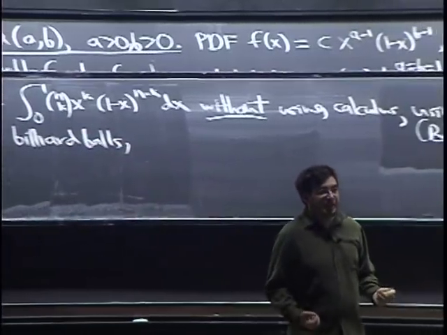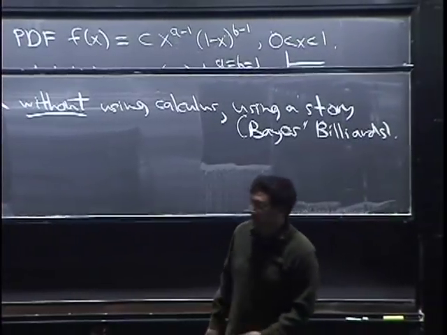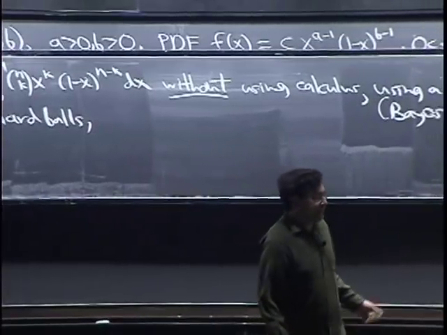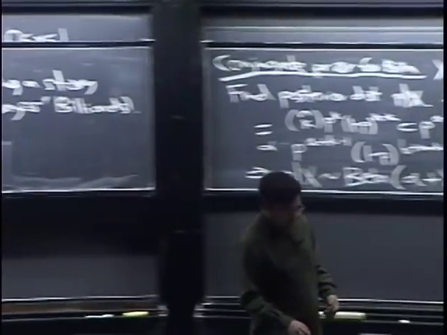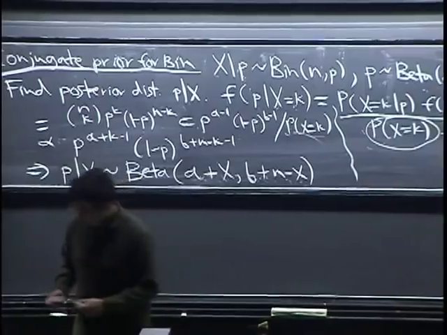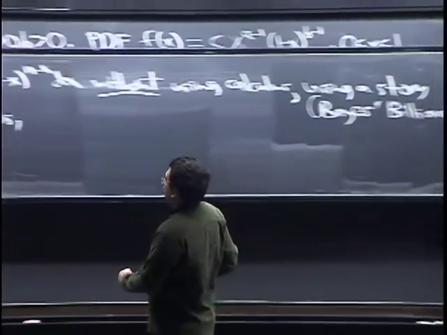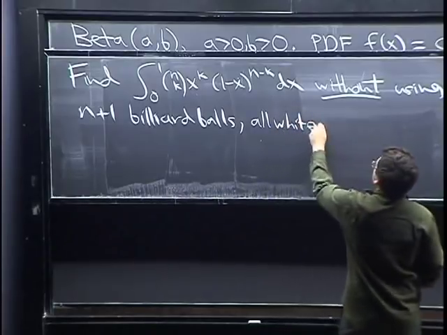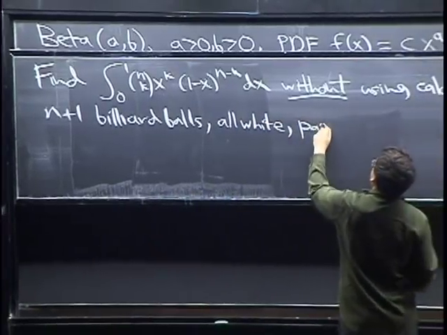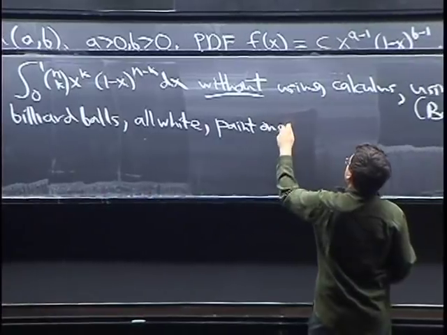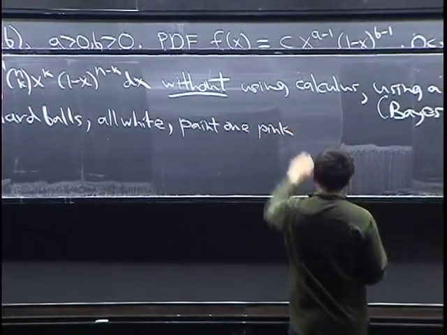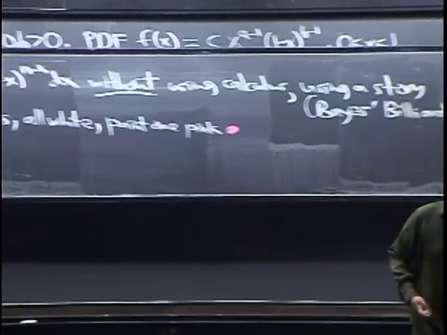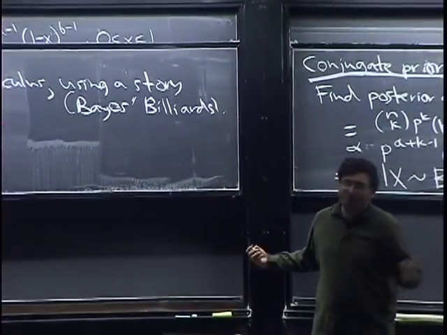This is exactly Bayes' argument in the 1760s. He said, take n plus 1 billiard balls, and then you can do one of two things. Originally they're all white, that we have, and they all look the same. And then we paint one of them pink. So now, at this point, we have n white balls and one pink ball. Okay? That's something we could do.